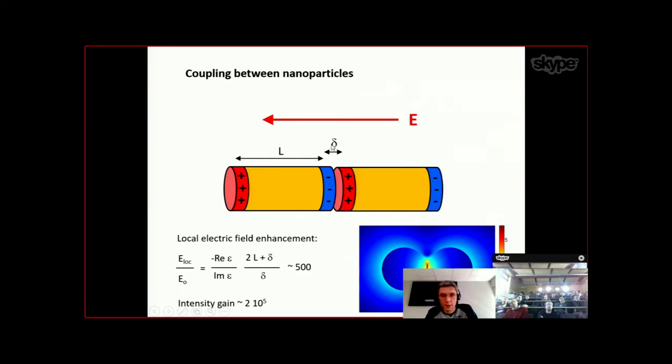And since this gap size can be pretty small, then locally you can have an increase of a few hundred in E field, which means that the intensity can be this to a square. So it can go to a 10 to the 4, 10 to the 5. If you have nanometer gap, it can go to extremely high intensity gains. Again, because of this coupling between charges at very short distances.